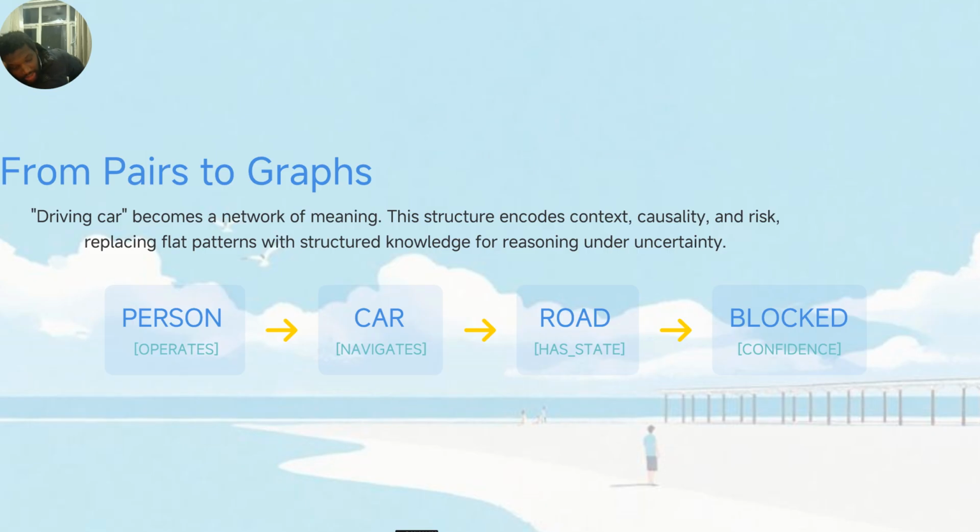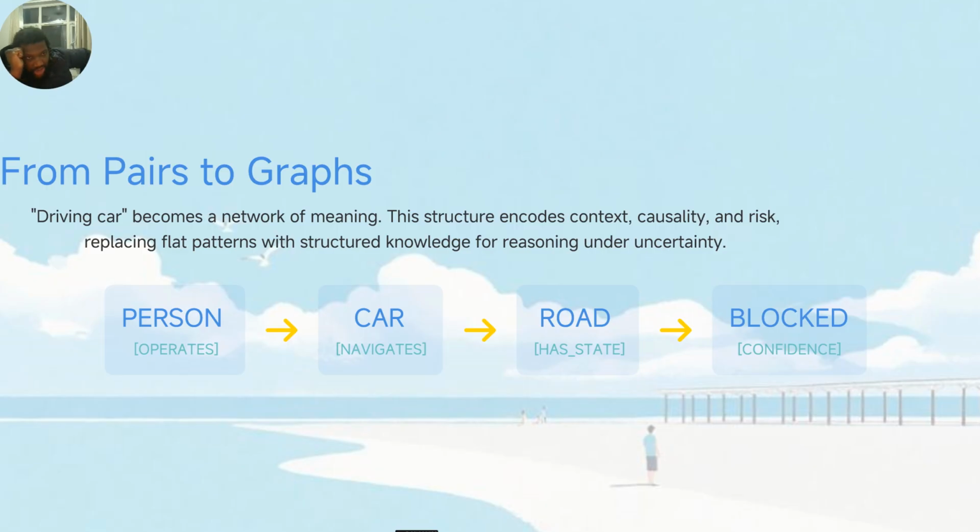Things that are classified, because if something is there and it's classifiable, the issue will just instinctively do it based on 4D, 3D, so we can get meaning out of it. But we are trying to use bubble topologies to map knowledge structures to classify things. For example, driving car becomes a network meaning. The structures carry context, causality, and risk.